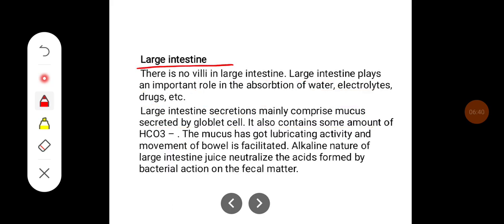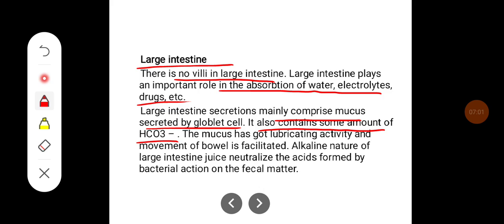Large intestine. There are no villi in the large intestine. Large intestine plays an important role in absorption of water, electrolytes, and some drugs. Large intestine secretion mainly comprises of mucus secreted from goblet cells. It also contains some amount of bicarbonate.